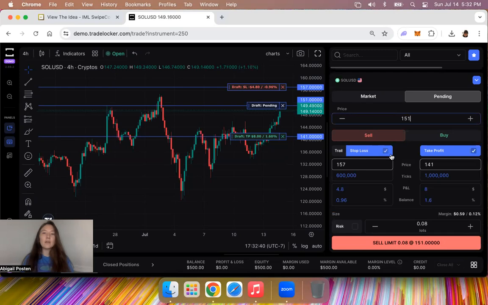And then we want to click on the little checkbox next to stop loss and the little checkbox next to take profit, okay? Right here it says stop loss. We're going to type in 157. And for take profit, just for the sake of this example, I did put 141, because this is going to give us basically a risk to reward of 1 to 1.5. I'm going to be risking, let's say 96 cents in this case, $4.80 to gain $8.